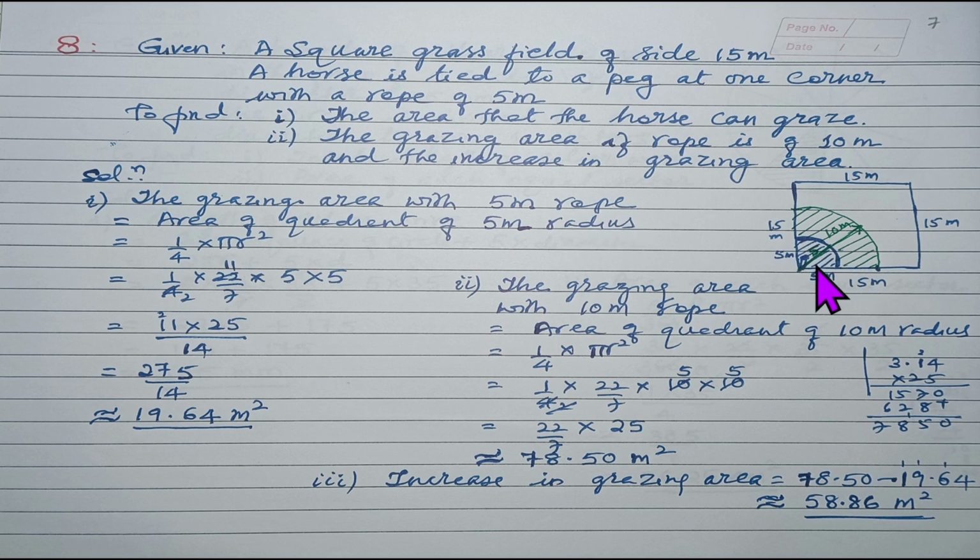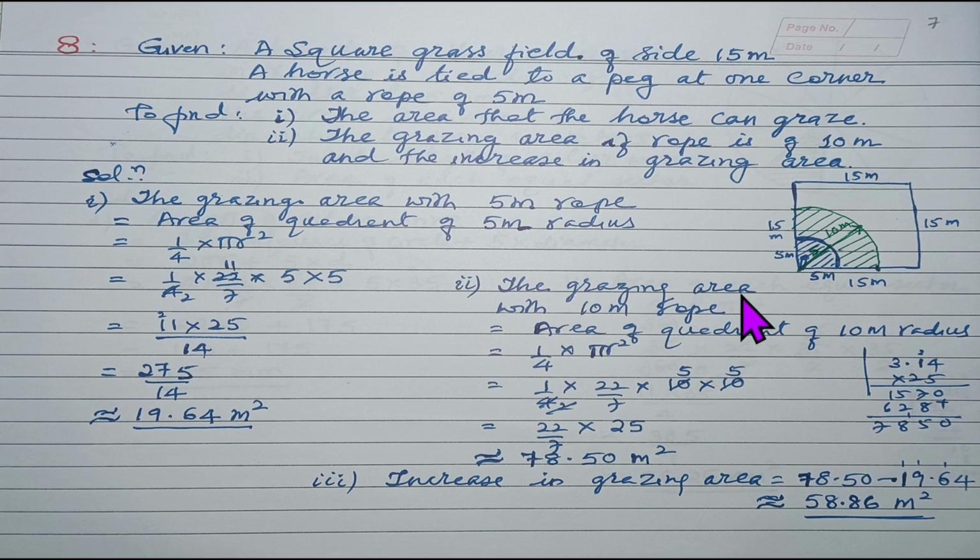The grazing area will be the area of the quadrant of 5 meters radius. If you take this 5 meters as the radius, this is a quadrant of a circle, and therefore we have to find the area of the quadrant. The area of the quadrant will be the area of the circle divided by 4, that is 1 by 4 pi r square, where pi is 22 by 7 and r is 5 into 5. So we get 11 into 25 divided by 14, that is 275 by 14, which is 19.64 meters square approximately. That is the grazing area when the rope's length is 5 meters.